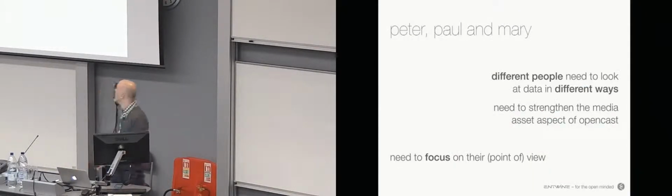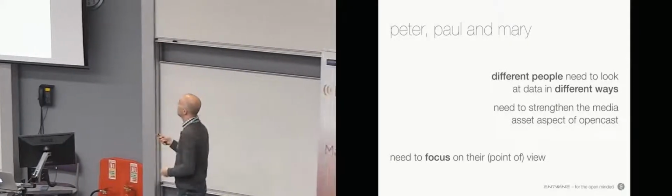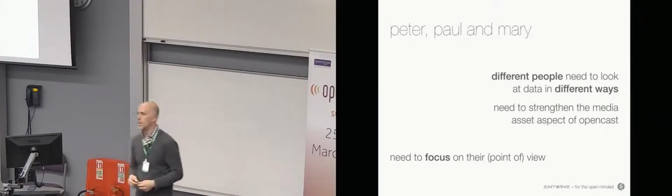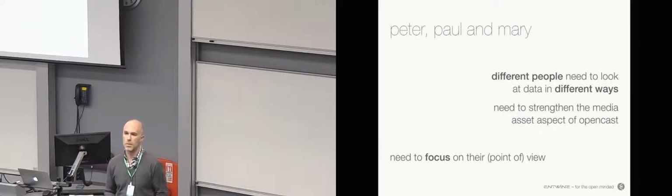So what's wrong about that, or what did we think was wrong about that? Different people are looking at data in a different way. So there's probably someone who is interested in what recordings are available in a given series. That person doesn't necessarily care about how often that thing has been processed, what the latest workflow was that was applied. They want an event-centric view. They're interested in the actual assets, what is available.